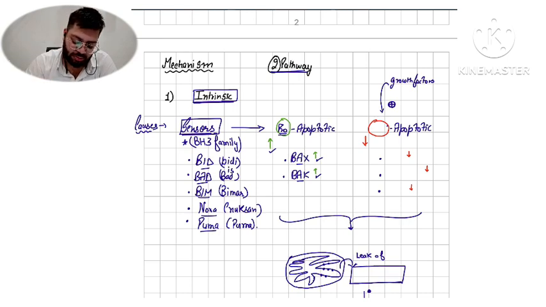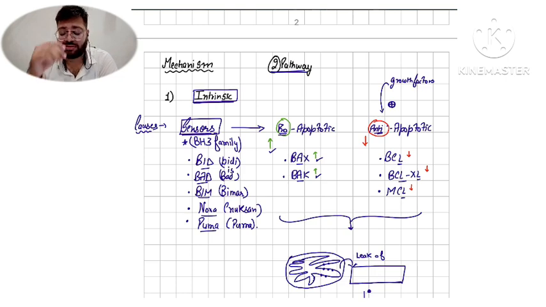The next is anti-apoptotic. If there are pro-apoptotic factors, there must be anti-apoptotic factors which want the cell to live longer. So they will have L from the word live in them. Any factor I write: BCL, BCL-XL, next is MCL. When apoptosis has to happen, all these factors need to decrease. So BCL, BCL-XL, MCL will decrease and BAK increases, then the cell will initiate its apoptosis process.